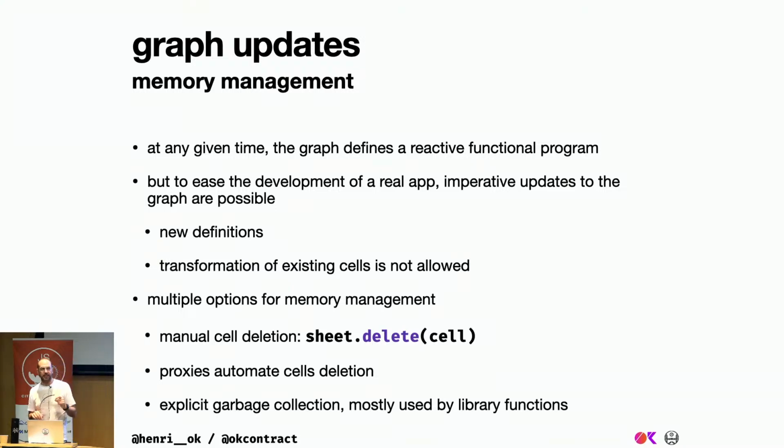And memory management is something that I will dig into because it's semi-automatic. You can delete a cell manually if you want, with its subgraph, possibly. But we have a feature that I'll present next, proxies, that automate the deletion of subgraphs, which are attached, for instance, to a graphical component. And we also have garbage collection, but it's explicit. When you're building library functions mostly, you can explicitly tell that you don't need a cell anymore, so it will be garbage collected.